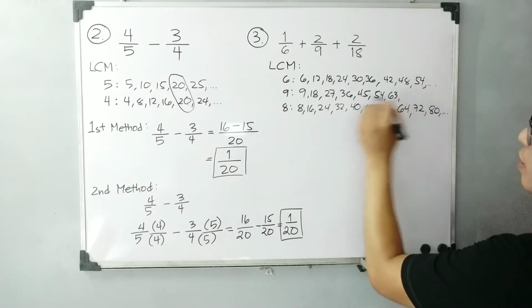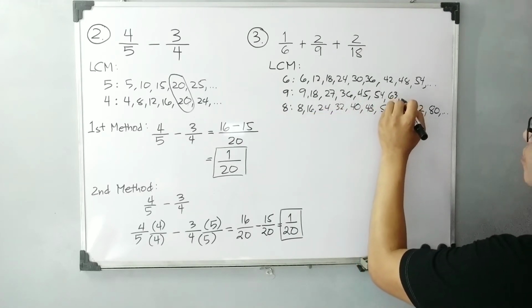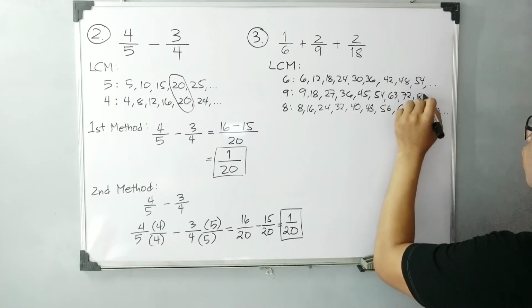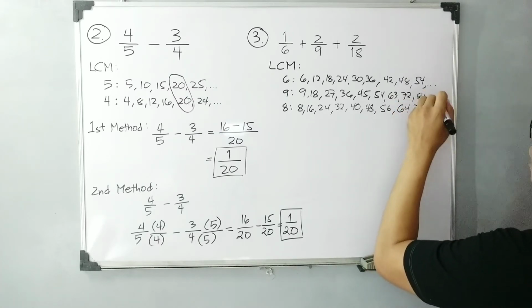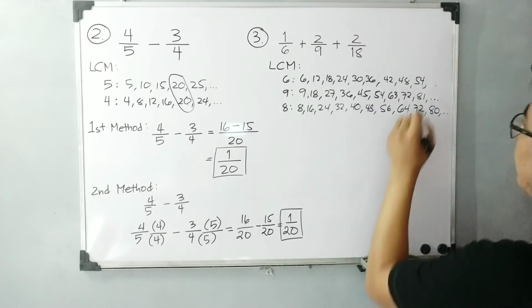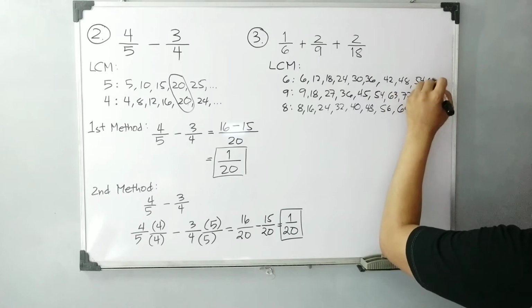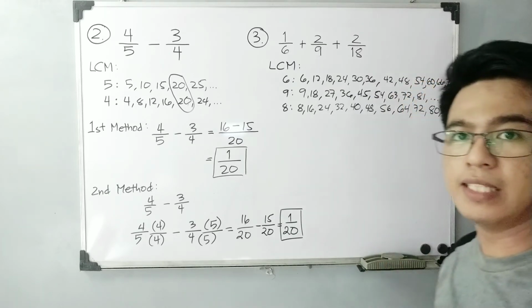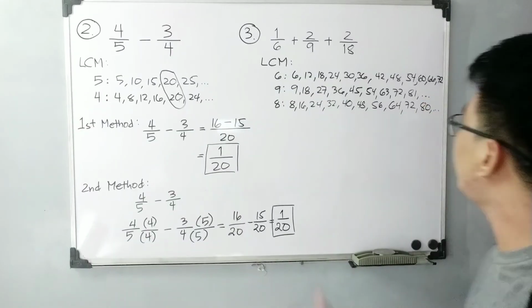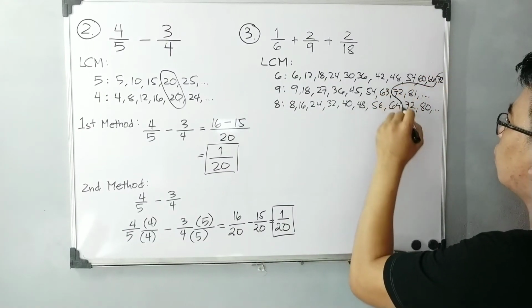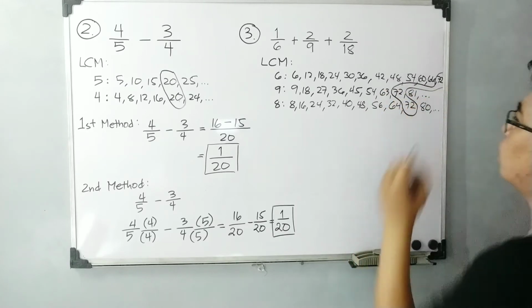63. Then 72. Meron tayong match dito. And then this is 81 and so on. And then for this one naman, 54. Tayo natin 6 yan. 60, 66, 72. Now, as you can see, parehas na meron tayong 72, meaning their LCM is 72. Meron tayong LCM na 72.